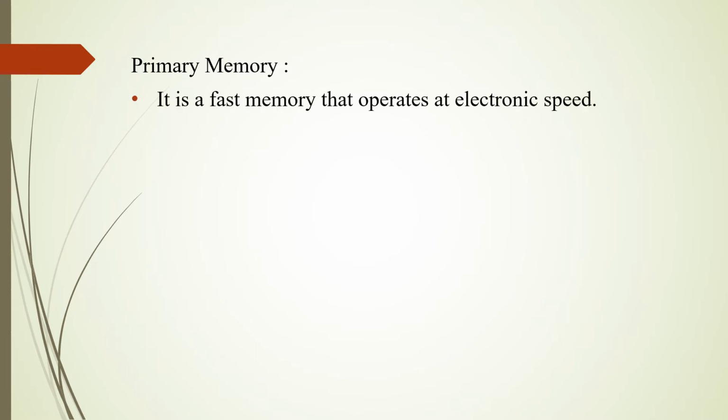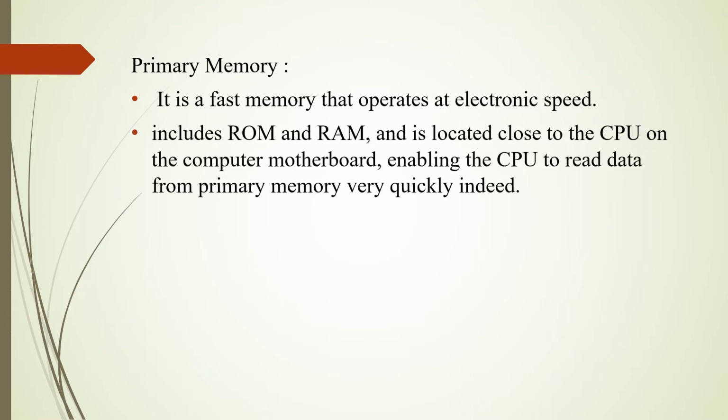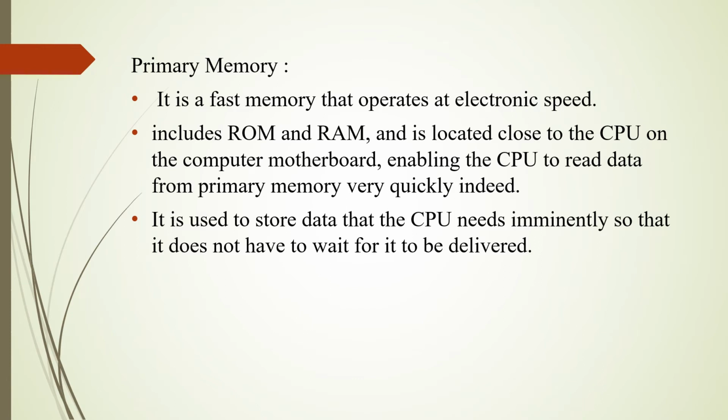Primary memory is a fast memory that operates at electronic speed, and it includes ROM and RAM. It is located very close to the CPU on the computer motherboard, enabling the CPU to read data from primary memory very quickly indeed. It is used to store data that the CPU needs immediately so that it does not have to wait for it to be delivered from the other memories.